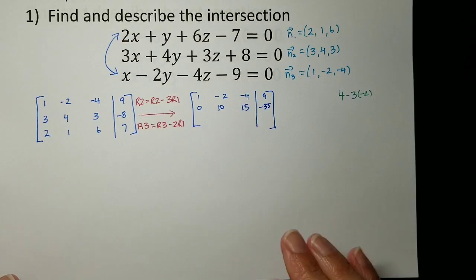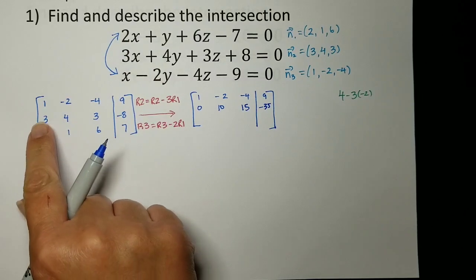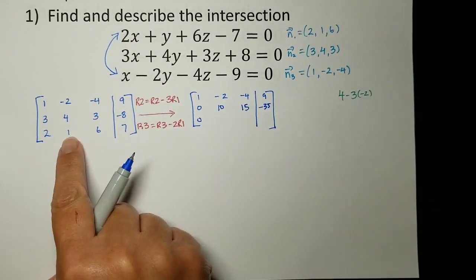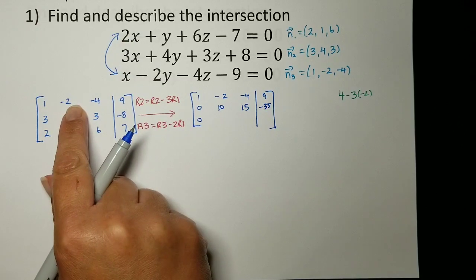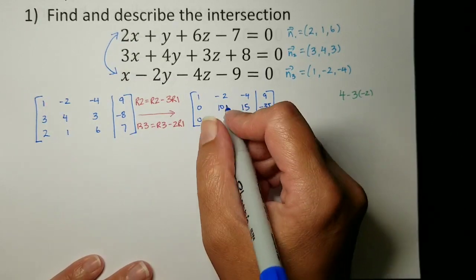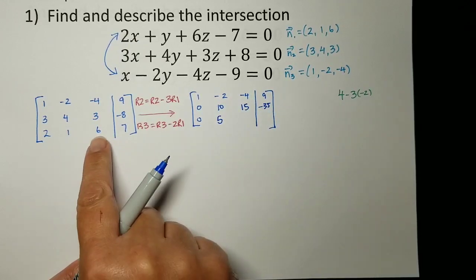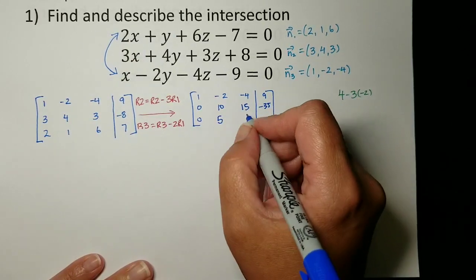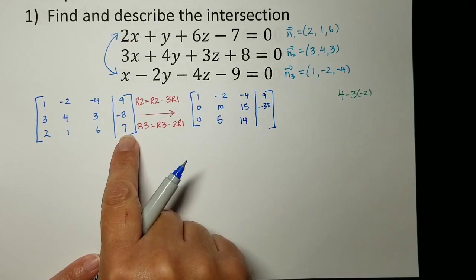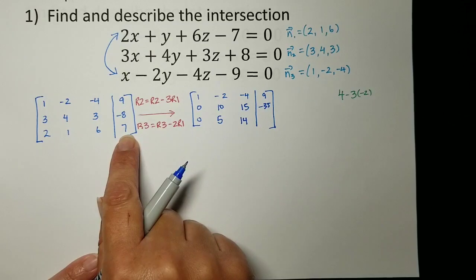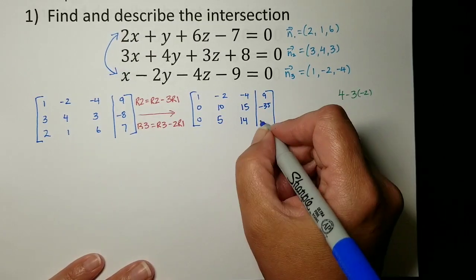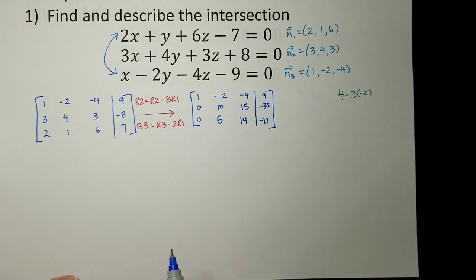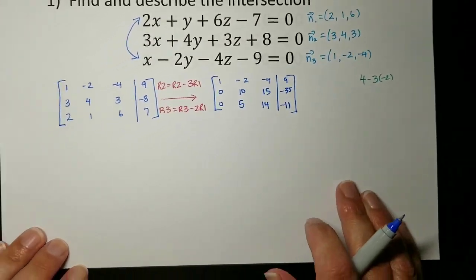In the third row, I am taking the old numbers and subtracting 2 of row 1. So 2 minus 2 times 1 is 0. 1 minus 2 times negative 2, so plus 4, is 5. 6 minus 2 times negative 4, so 6 plus 8, I get 14. And 7 minus 2 times 9 is 18. 7 take away 18 is negative 11. So again, just being super careful with your calculations, write it off to the side or use a calculator.